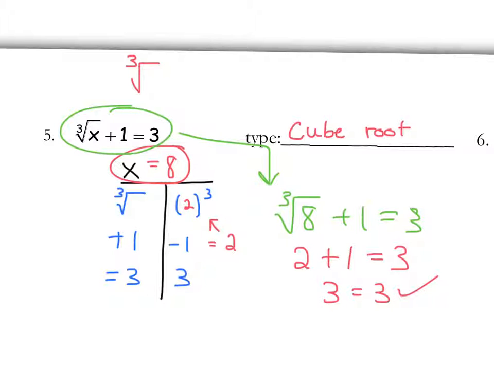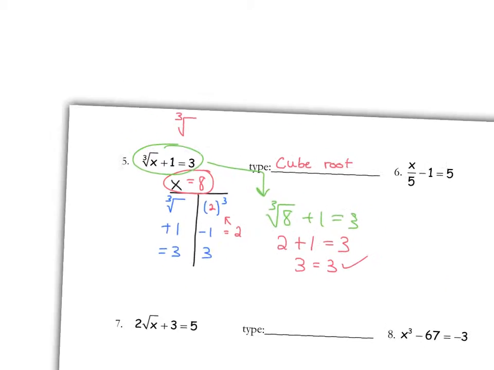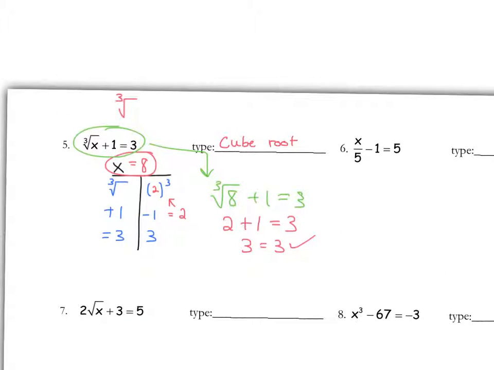So there's always, always, always a way in math to verify that you're getting the right answer. It's a quick check. Sometimes you can even do it in your head. Great way to make sure that you're doing these problems right. So that was number 5, a cube root.